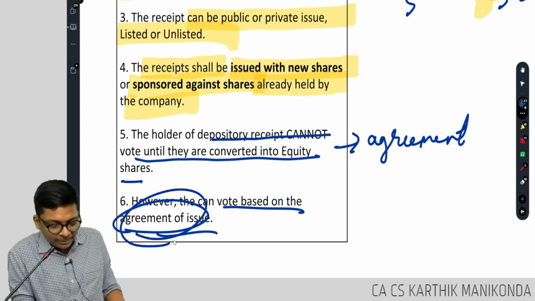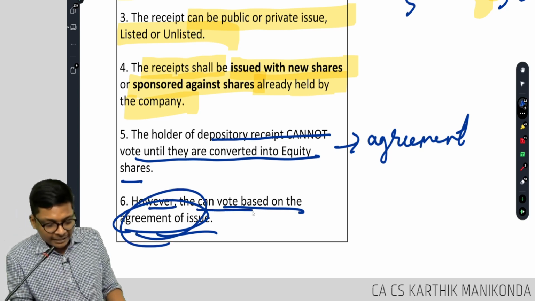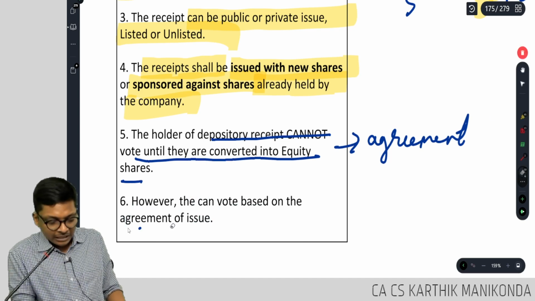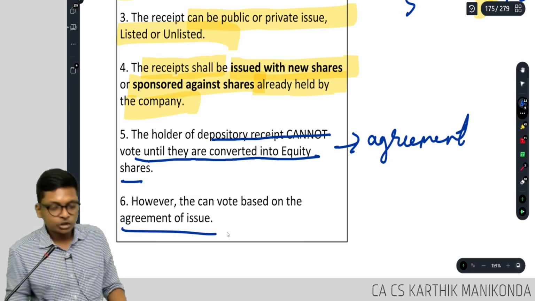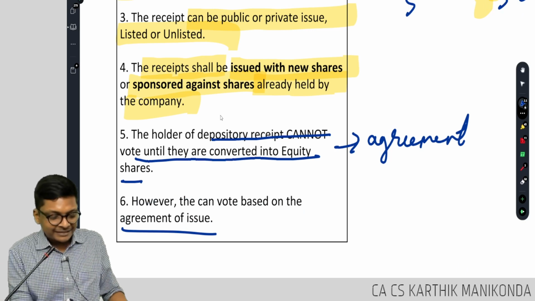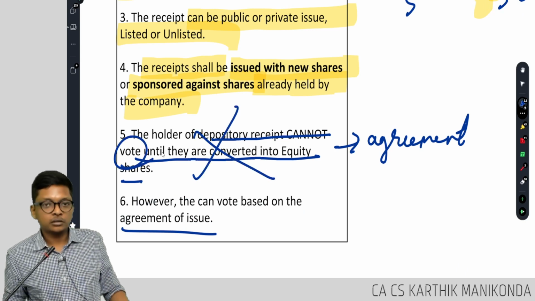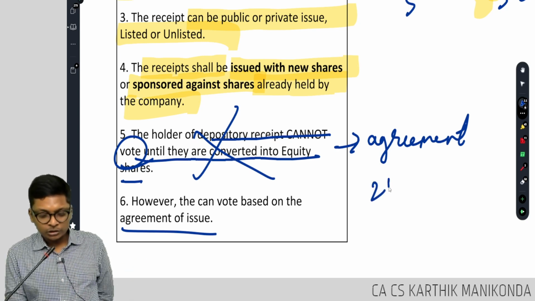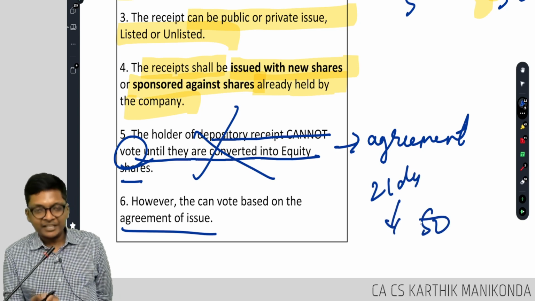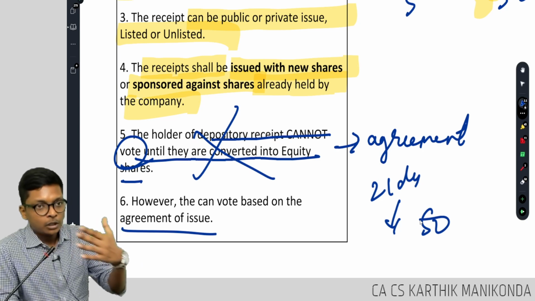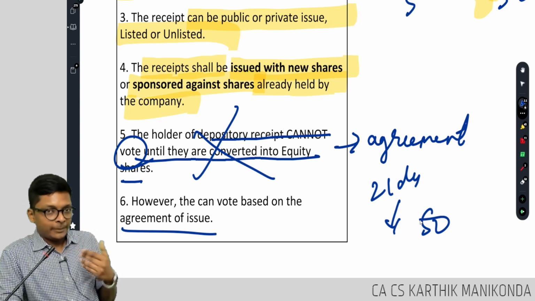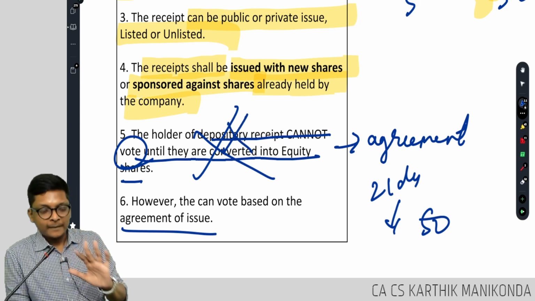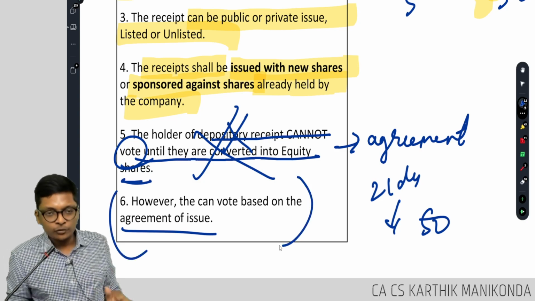As per the agreement, you can make the changes. However, he can vote based on the agreement of issue. But the default setting is that you cannot vote, but I can change it. It's like in the Companies Act, notice is 21 days; if I want, I can make it 50 days by amending articles. Quorum for a private company is 2, but if I want, I can amend and make it 10. Correct? So here, generally you can't vote unless you convert to shares, but the agreement can allow you to vote.